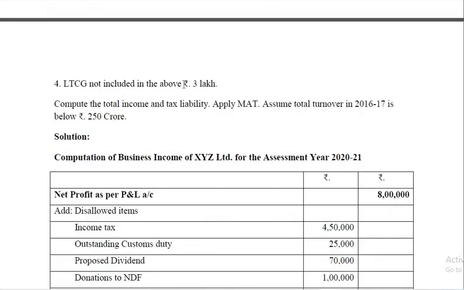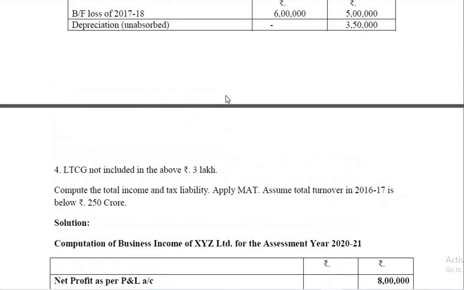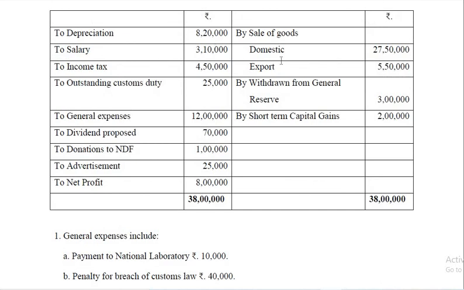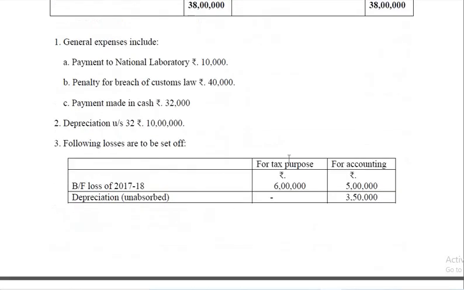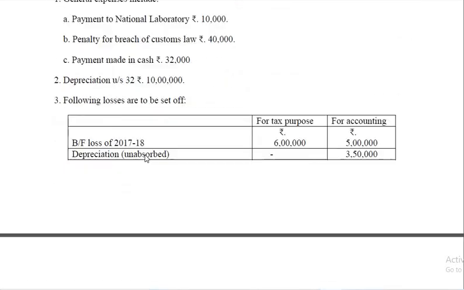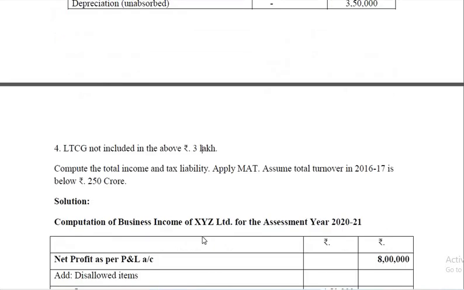Long-term capital gain of 3 lakh is not included in the above. While computing total income, under capital gains, you have to take 3 lakh also. So it is not there in the profit and loss account. You find here only short-term capital gain. So you need to add this 3 lakh also while computing total income.